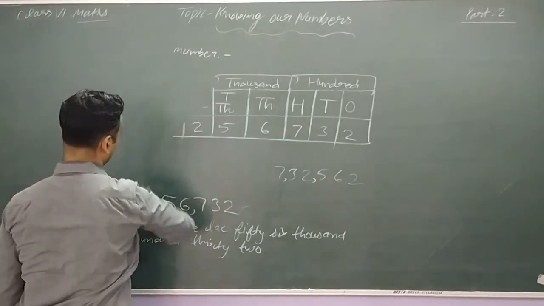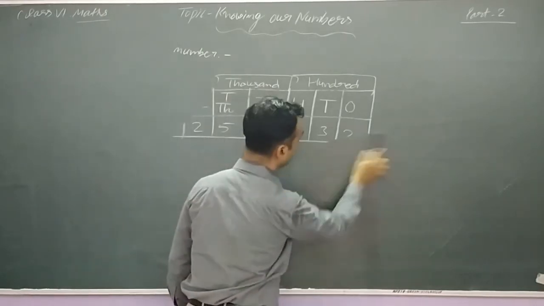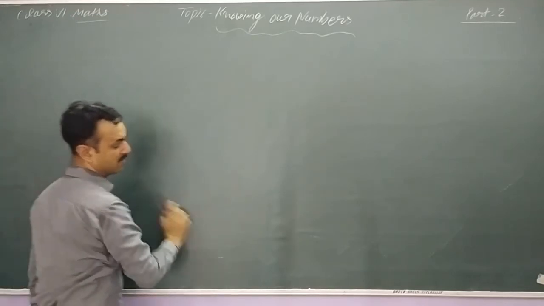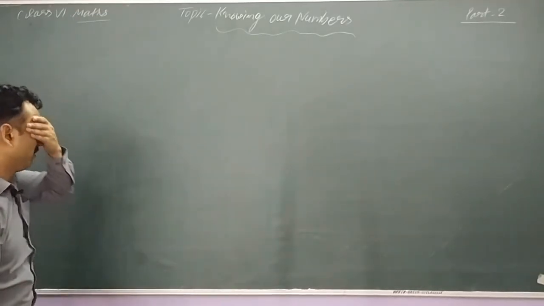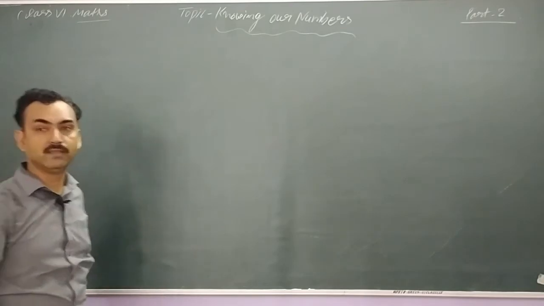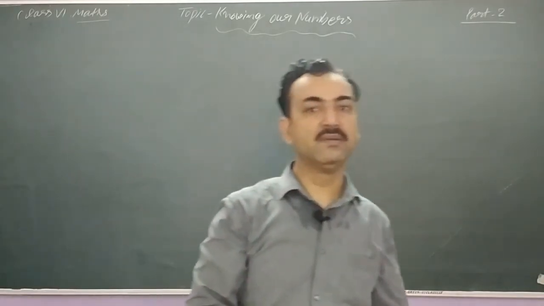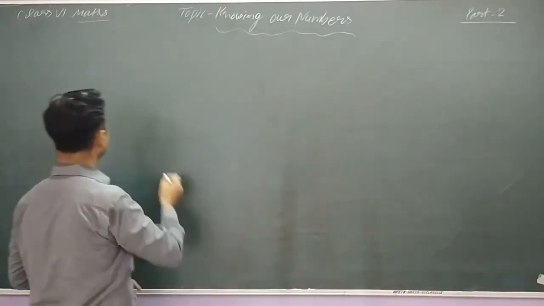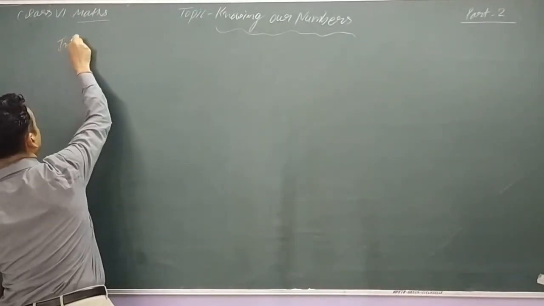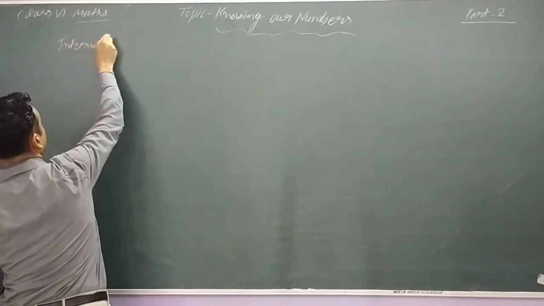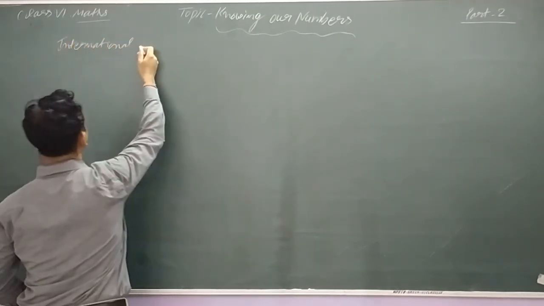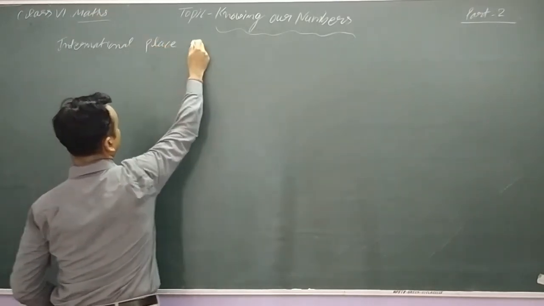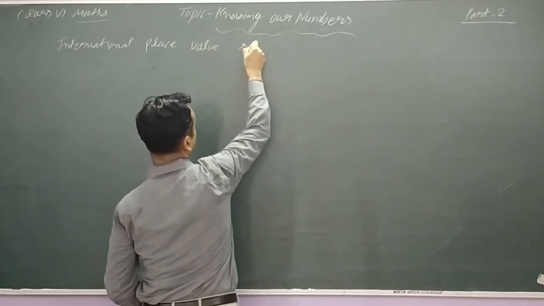Okay, now we will take another system, which is the international place value system. In the international place value system, it is a little bit different because it is applicable all over the world. International means all over the world. So first of all, you have to understand the numbering. First, writing here: international place value system.